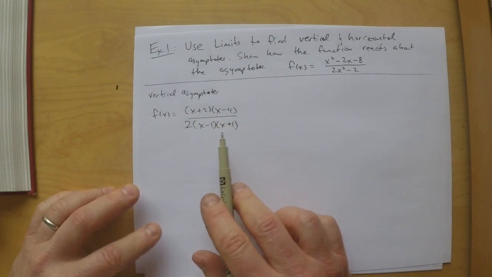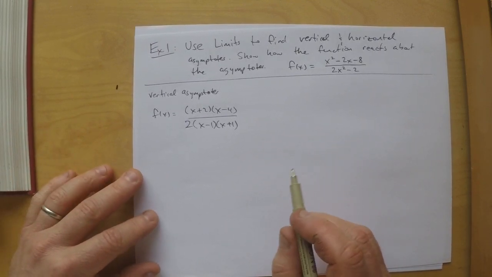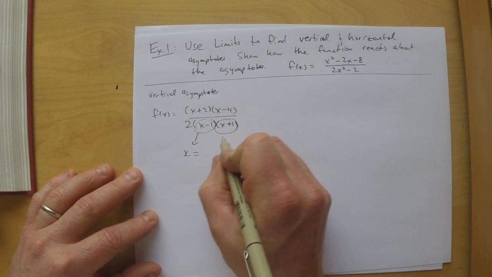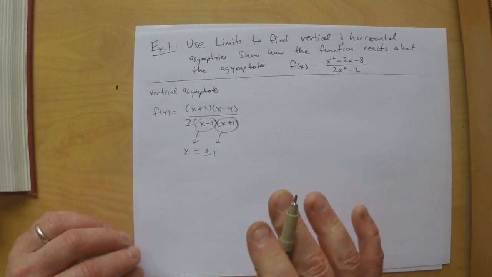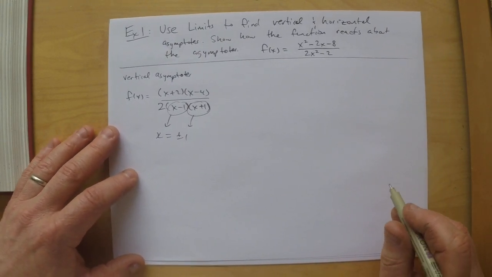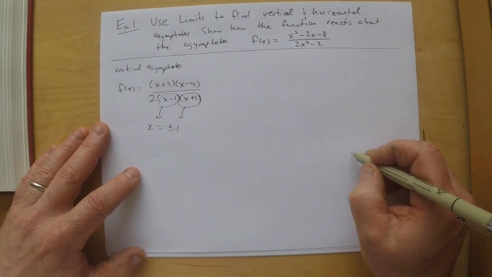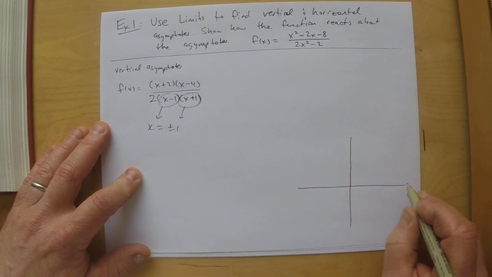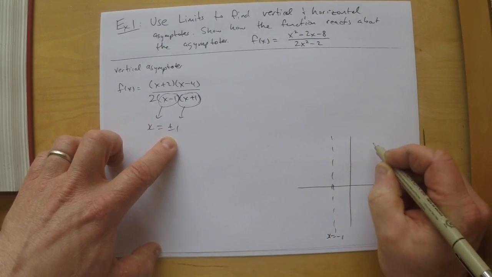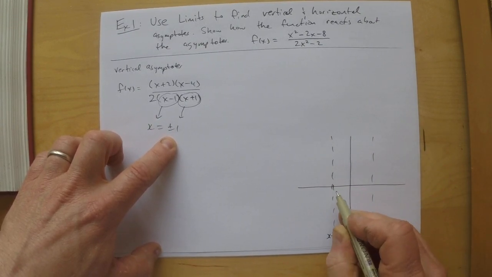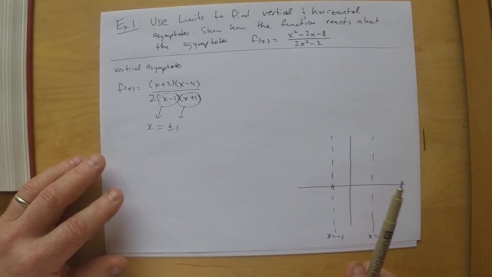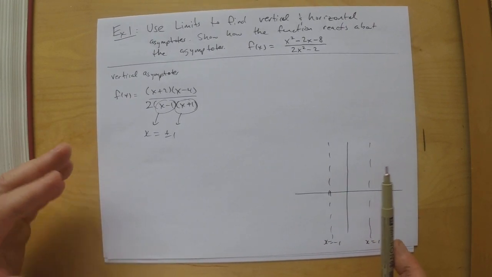No factors cancel, so this does not have any points of discontinuity, but it does have 2 denominators equaling 0, and that's when x equals plus or minus 1. So right away, we know that this graph, and I'll do the graph down here in the bottom corner, I know right away that at negative 1, and at 1, there's 2 vertical asymptotes. Right away. Done.